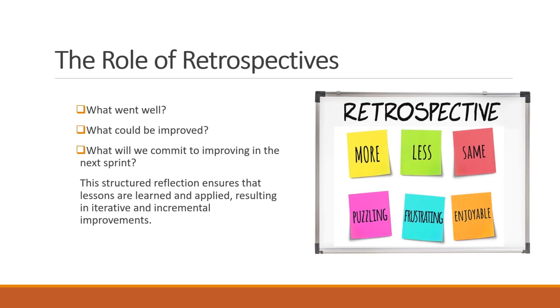The role of retrospectives. One of the most powerful Agile practices specifically aimed at continuous improvement is the sprint retrospective. At the end of each sprint, the team gathers to reflect on the past iteration. They discuss what went well, what could be improved, and what they will commit to improving in the next sprint. This structured reflection ensures that lessons are learned and applied, resulting in iterative and incremental improvements.